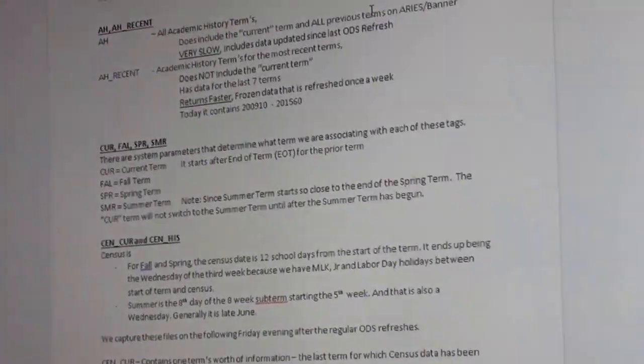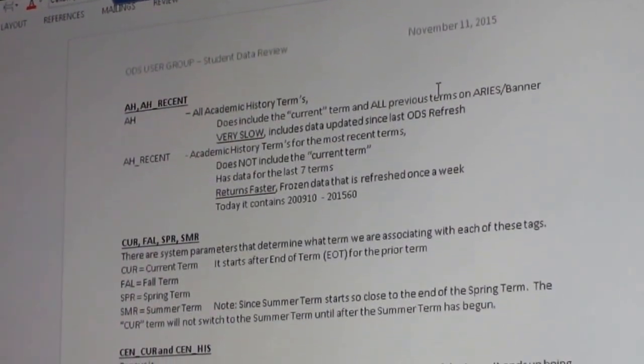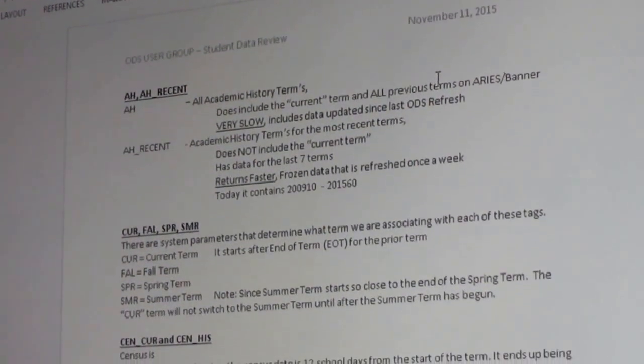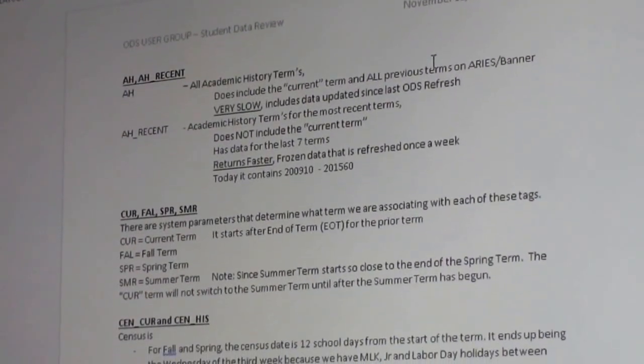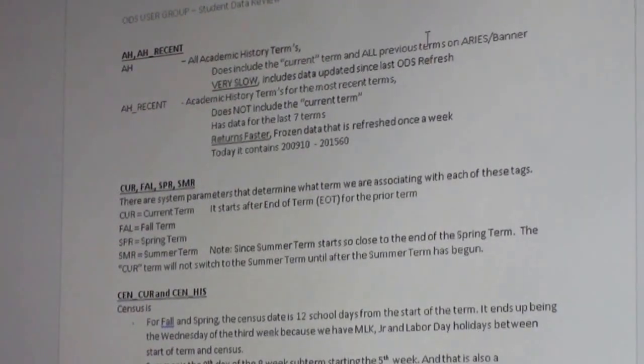So as we talked before, AH is very slow. It contains the current and all previous terms worth of data. So if you're trying to do something that's beyond 7 terms, then you need to go to AH and be very, very, very patient because it's pulling so much data.